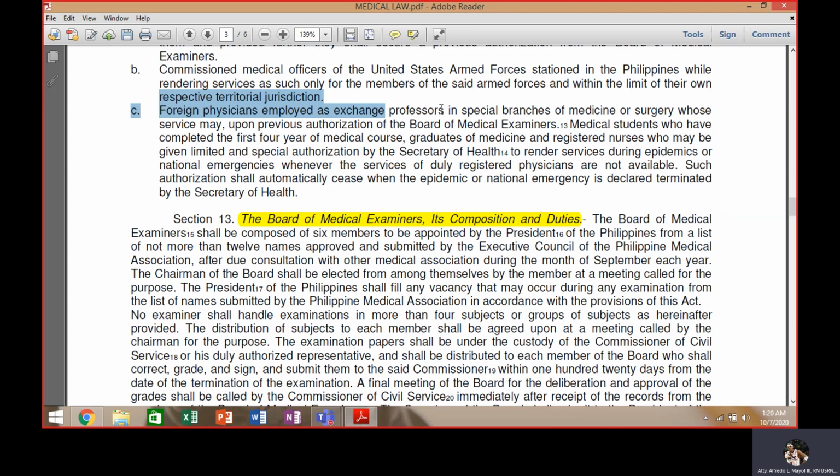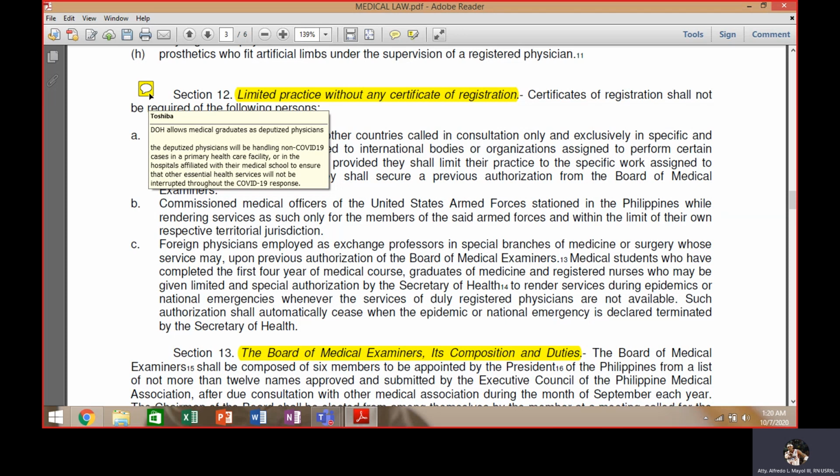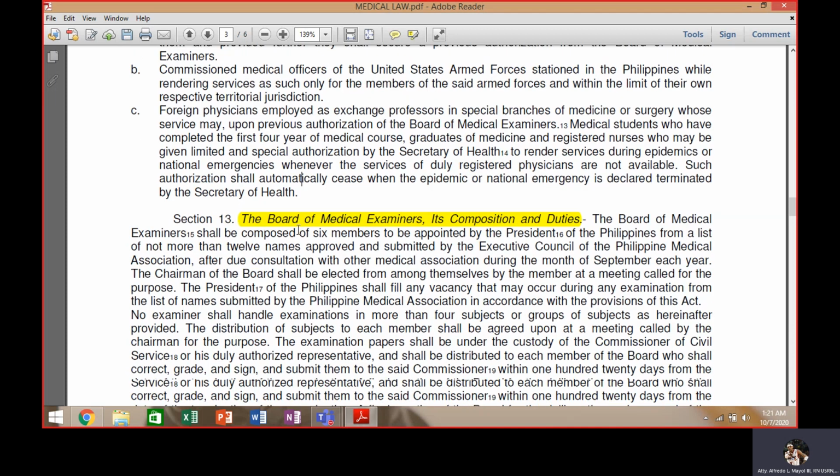Next, foreign physicians employed as exchange professors in special branches of medicine or surgery, whose service may, upon previous authorization of the Board of Medical Examiners, medical students who have completed the first 4 years of medical course, graduates of medicine, and registered nurses who may be given limited and special authorization by the Secretary of Health to render services during epidemics or national emergencies whenever the services of duly registered physicians are not available. Okay? For example, this DOH circular where graduate students are being deputized as physicians. So such authorization shall automatically cease when the epidemic or national emergency is declared terminated by the Secretary of Health.